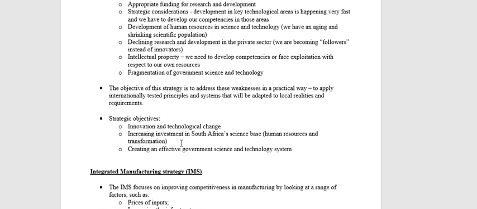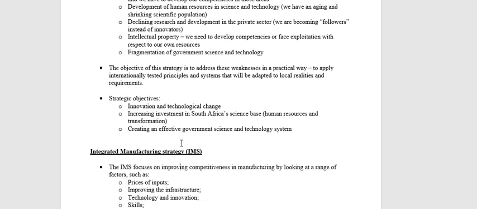All right, the strategic objectives is obviously to promote innovation and technological change. We have to move forward with the times. We need to embrace changes in technology. And as I said, we need to become innovators and not just follow what others are doing. We need to innovate. We need to research. We need to come up with new things so that we can make money out of our own innovation.